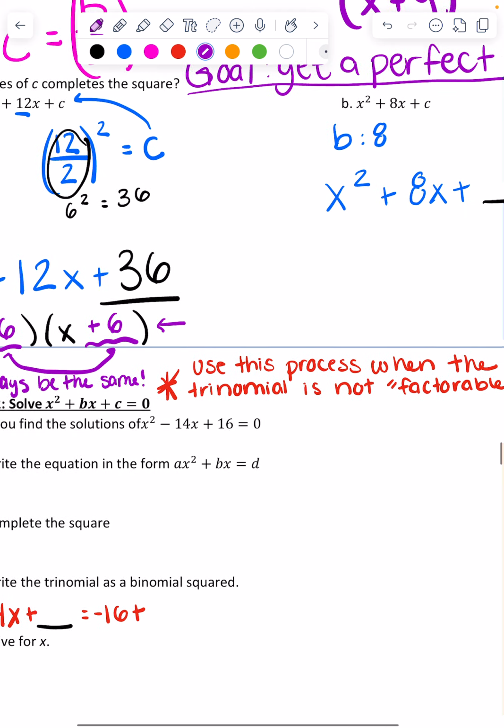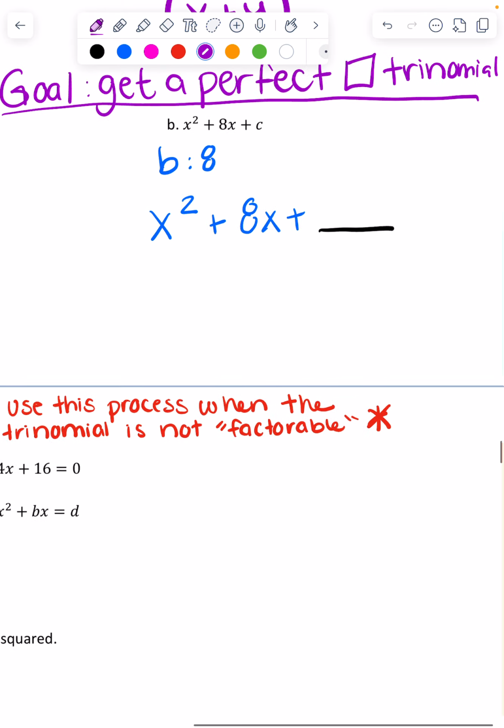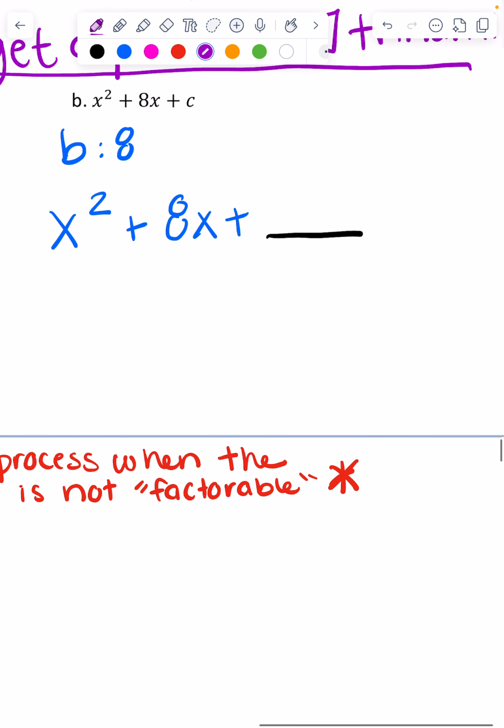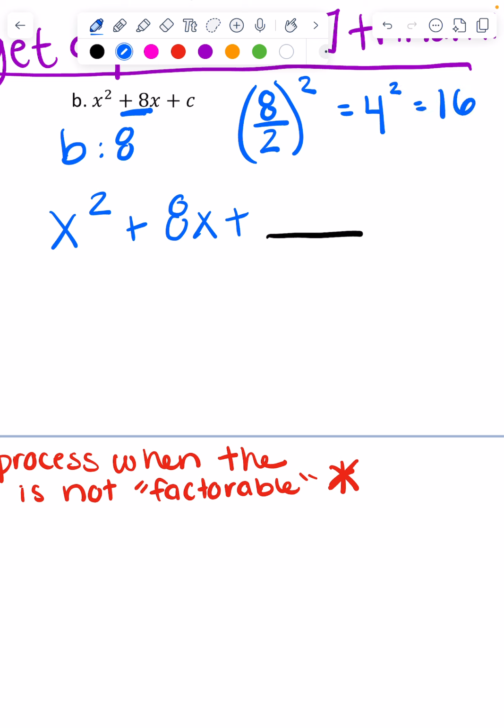Let's go ahead and just try one more, though, on how we can find that c value to make our perfect square trinomial. First step, again, we just identify the b value, and it is positive 8. So to find the c value, we're going to do b divided by 2 squared every single time. When we do that, we get 4 squared, which is 16. 16 is our missing c value. Let's go ahead and plug that in.